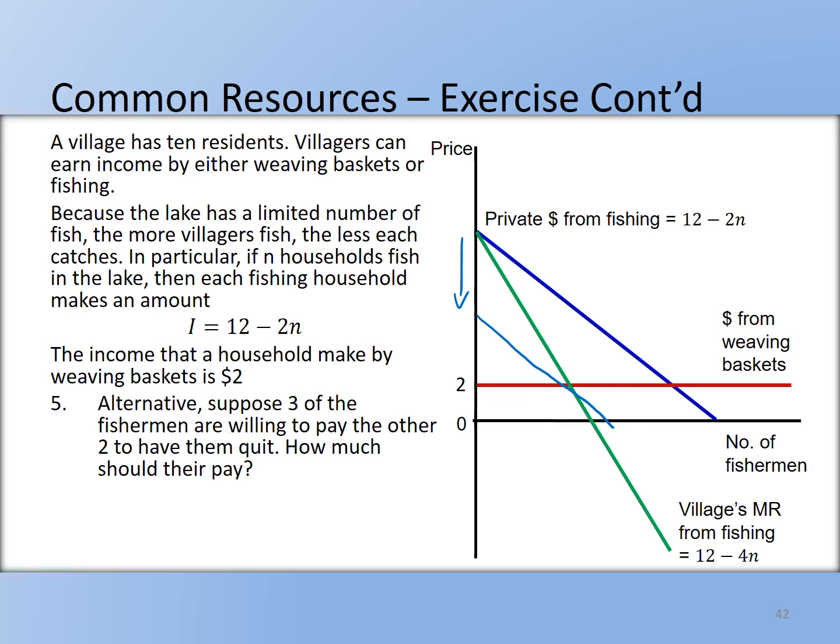How much tax has to be imposed? What we need is this. We need the private income after tax for 2.5 fishermen to equal $2, right? Private income after tax from fishing with 2.5 fishermen has to equal 2. That is weaving baskets.